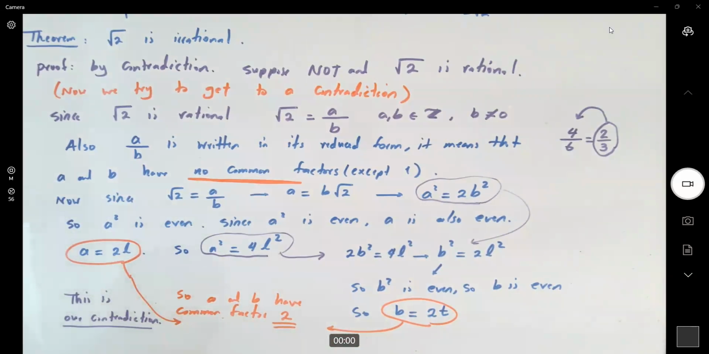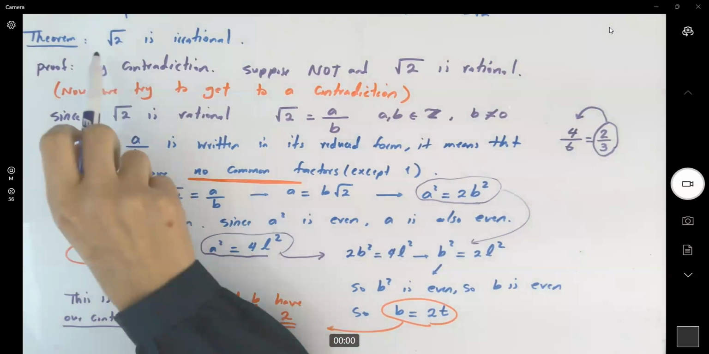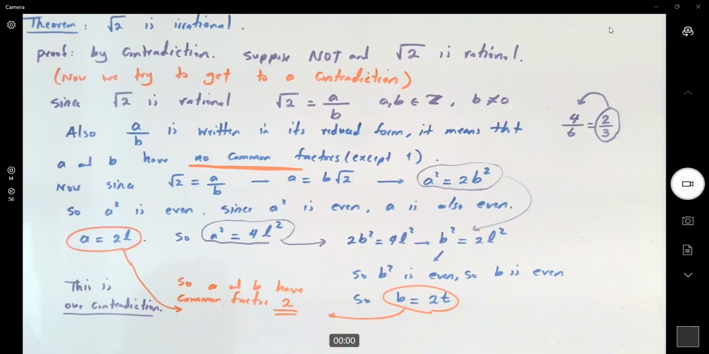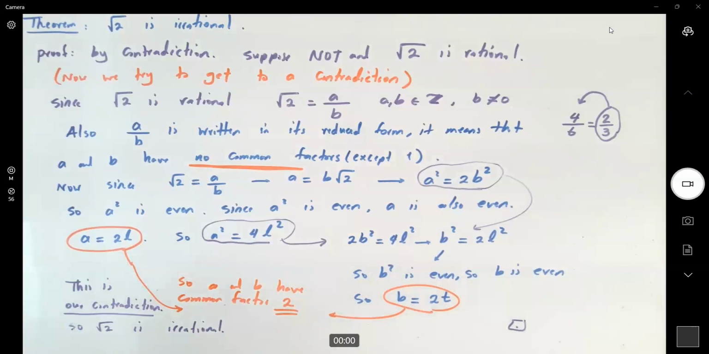Since we reached a contradiction, it means that the original statement is true. So square root of 2 is irrational. And we're done with the proof.